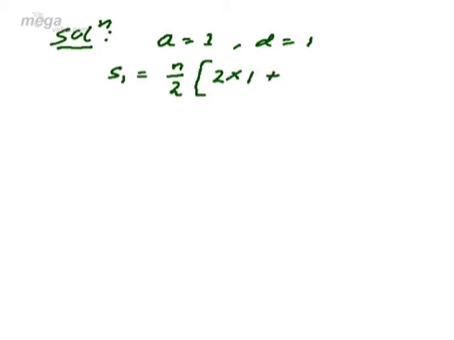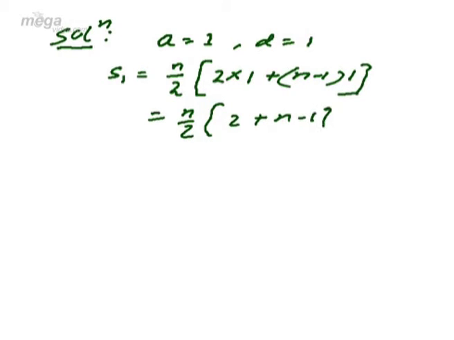In this question, S1 is the sum of the first n terms of the AP whose first term is 1 and common difference is also 1. If you want to find the value of S1, in all the APs the number of terms is given as n. Because of this, S1 is equal to n by 2 into 2a, that is 2 into 1, plus n minus 1 into d, that is 1. It becomes n by 2 into 2 plus n minus 1, which is equal to n into n plus 1 by 2.